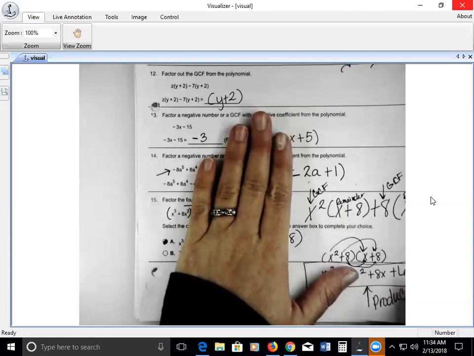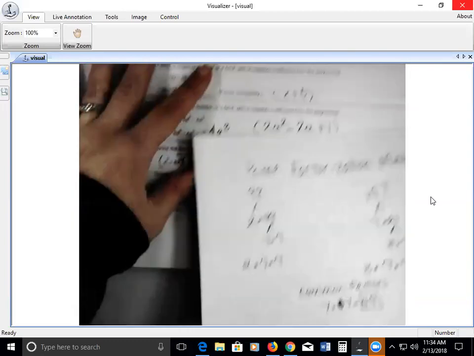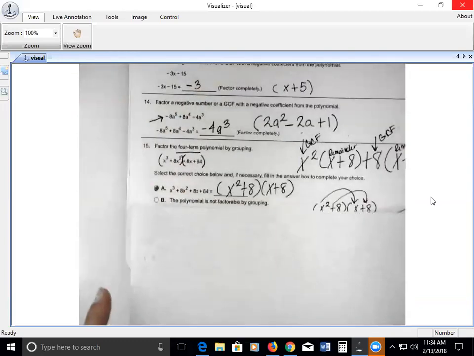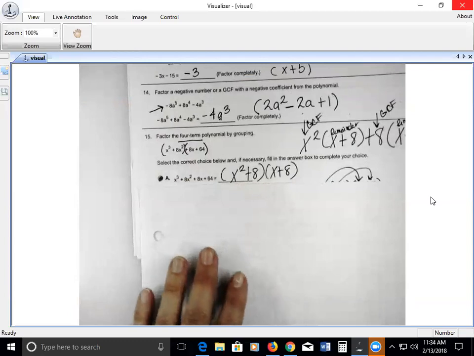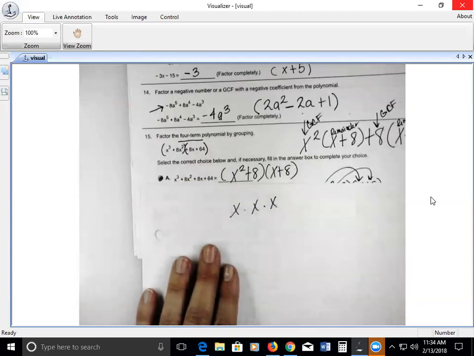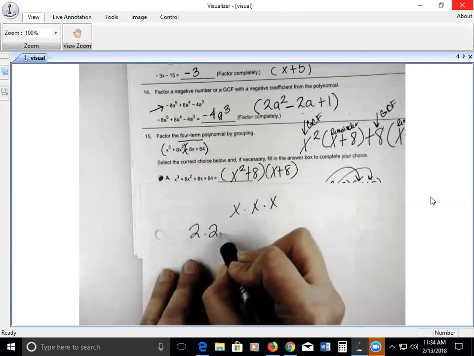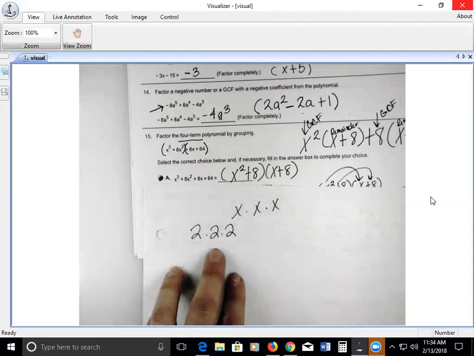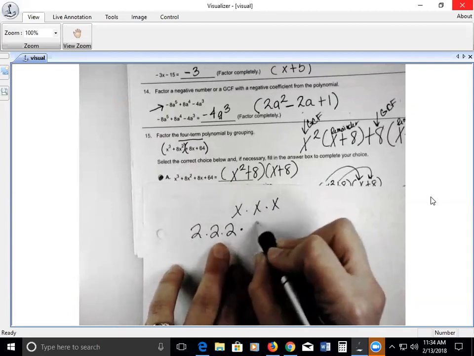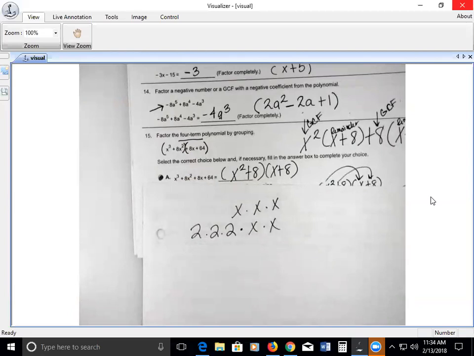Okay, now you can go, if you want to, let's use the back of this sheet. You have x times x times x, right? X to the third. You have 8, whose prime factorization is 2 times 2 times 2. 2 times 2 is 4, times 2 is 8. And you can break that down and expand it out. You'll notice that the prime factorization of x to the third and 8x squared only share what?